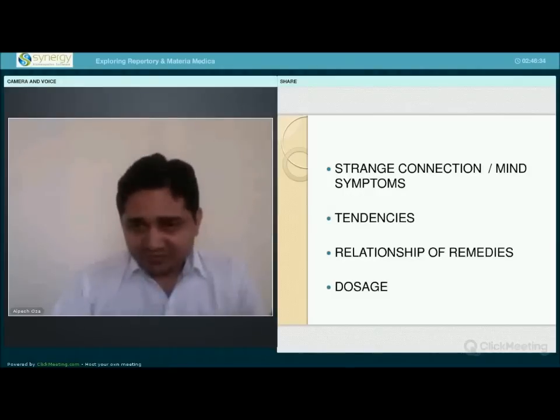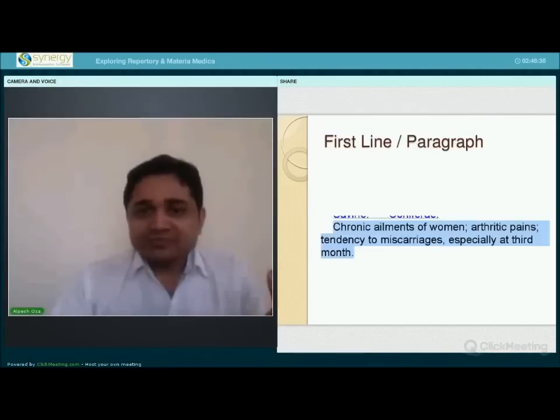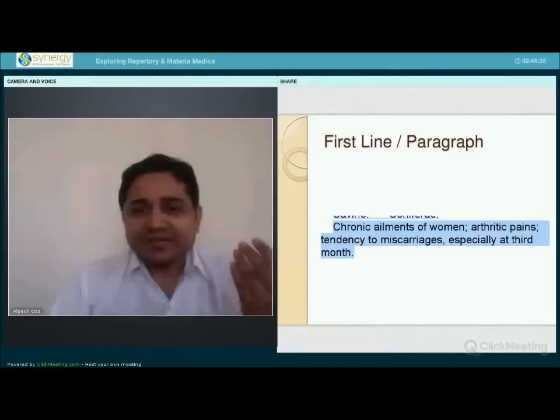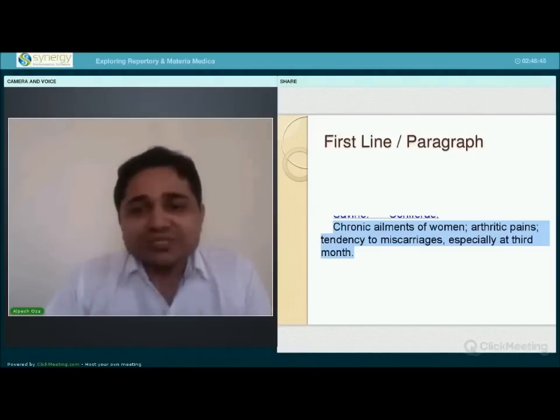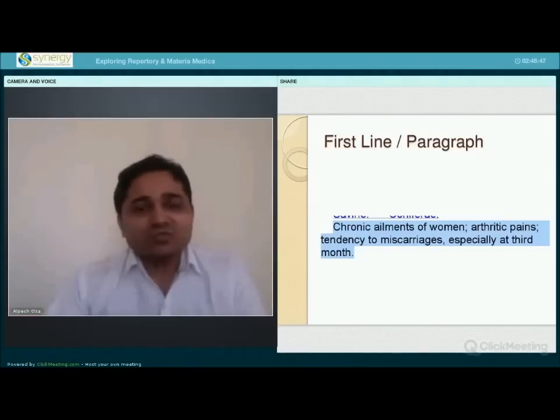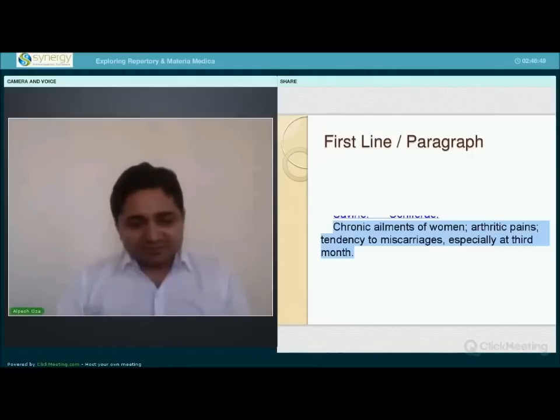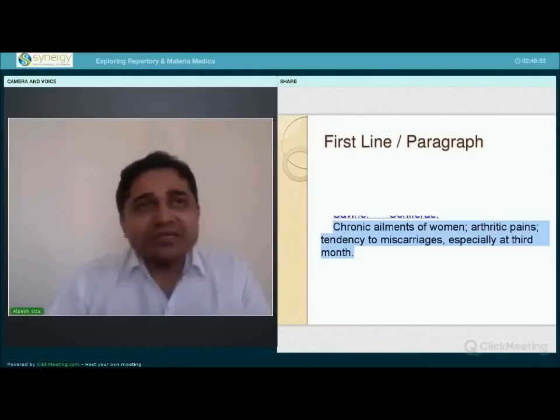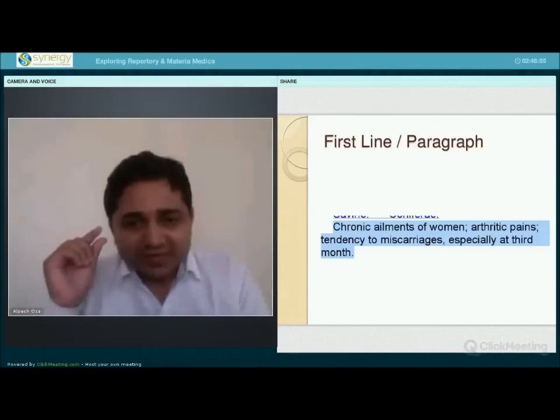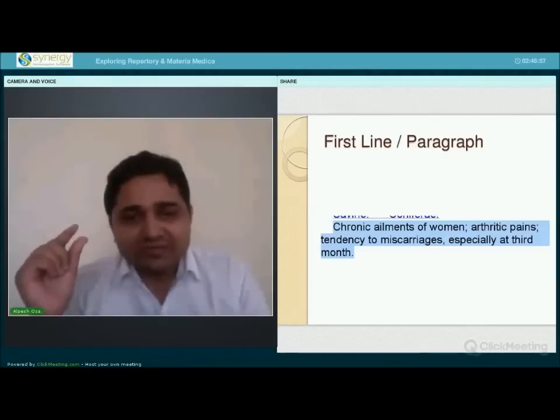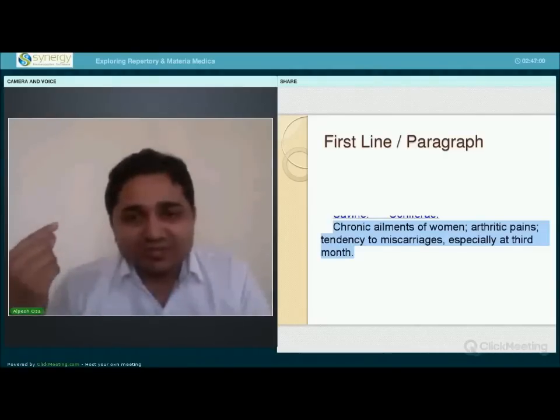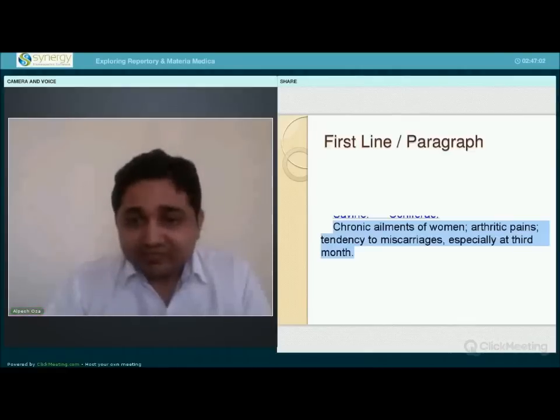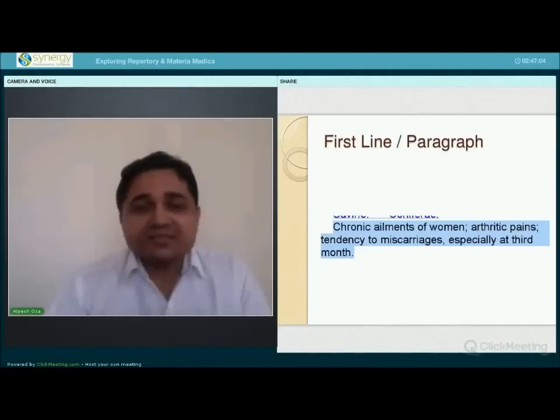For example, in this slide you can read about a remedy which is known for the chronic ailments of women and tendency to miscarriages, especially at the 3rd month. So we all know from our knowledge of materia medica and even studies of various books which remedy comes to our mind for the tendency for the 3rd month, or recurrent abortions at the 3rd month. And the remedy is, as we all know very well, Sabina.